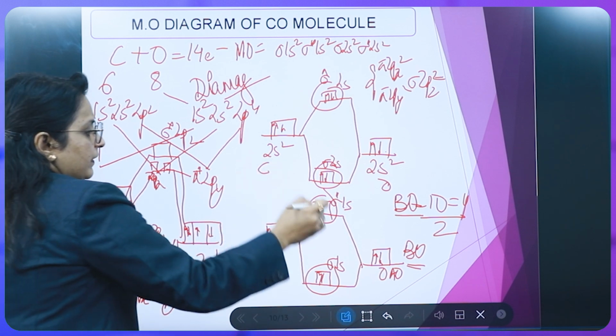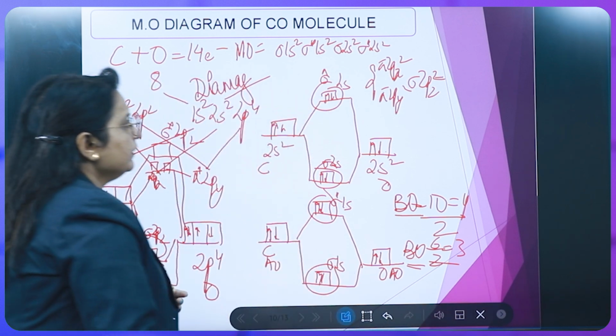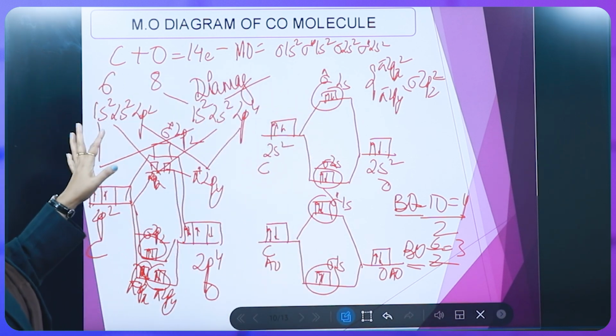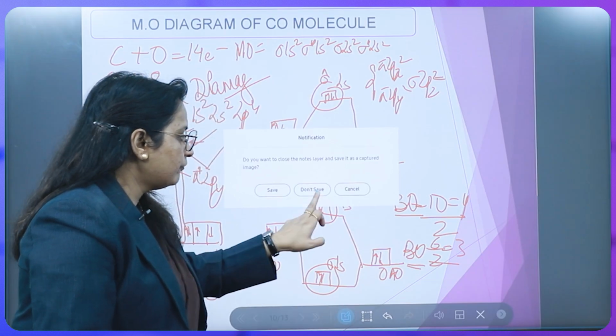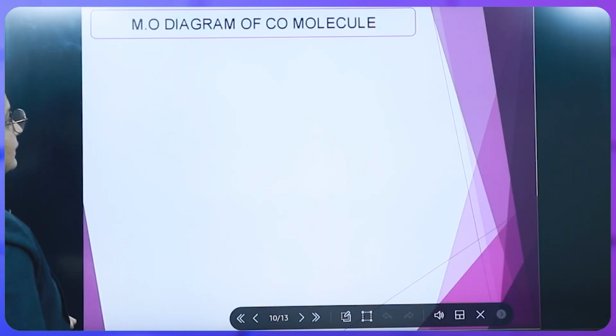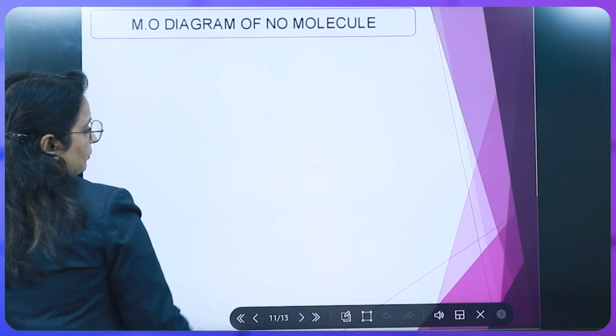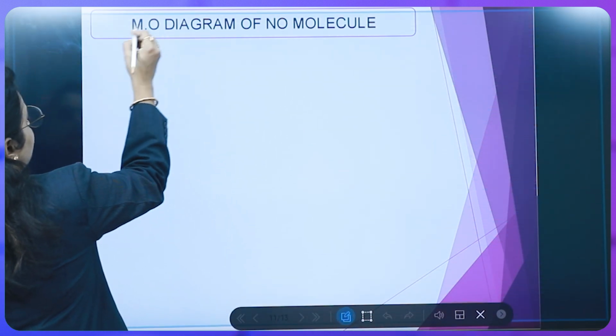You can see it is 3. So, moving on to the next molecule, I think CO is clear. Moving on to the second example of MO for heteronuclear diatomic molecules, that is the NO molecule. We will start with the NO molecule.